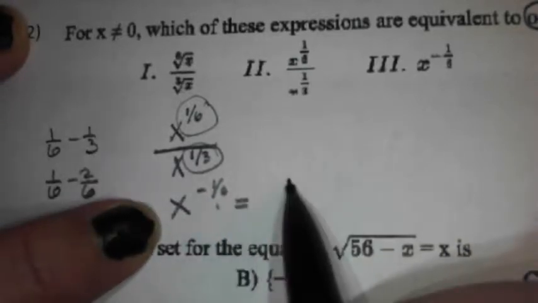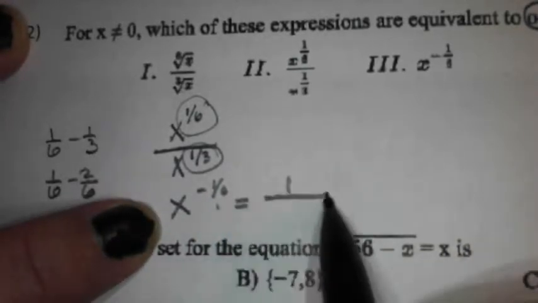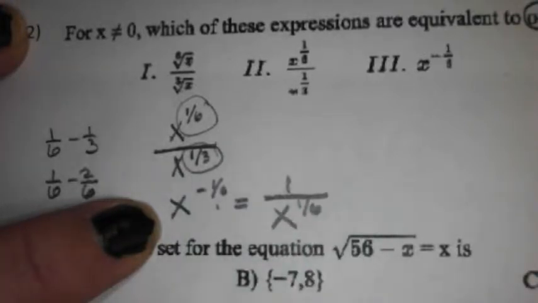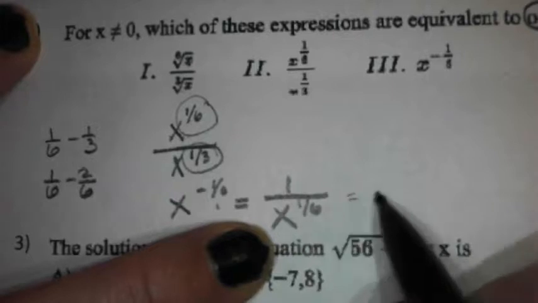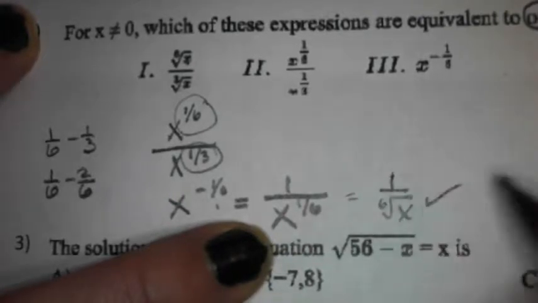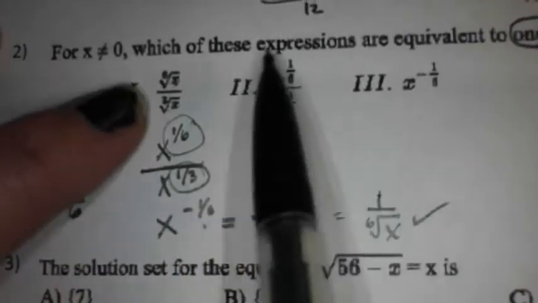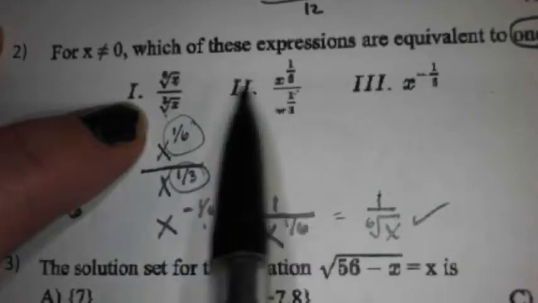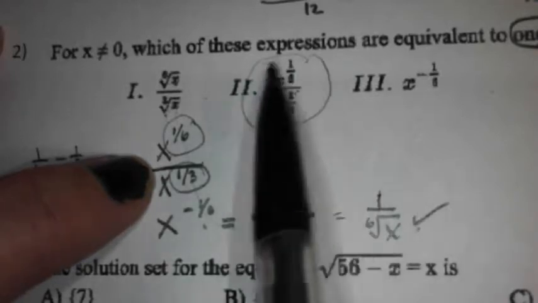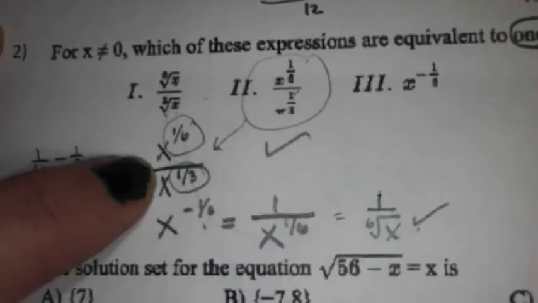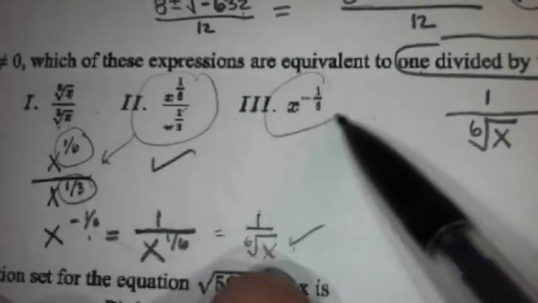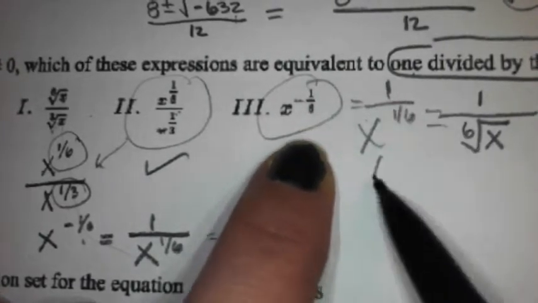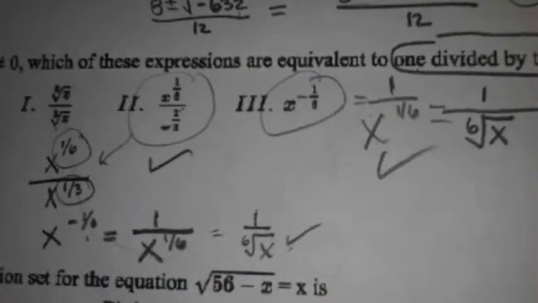Negative exponents, what does that do? Moves it to the denominator. And then 1/6 power is 1 over the 6th root of x. So that one works. I know a lot of people were able to tell me, well, these are definitely the same, right? So if this one works, here's an intermediate step of this one, so that one definitely works. And then this was just a negative exponent thing, 1 over x to the 1/6 power. That definitely works. It was all 3 of them.